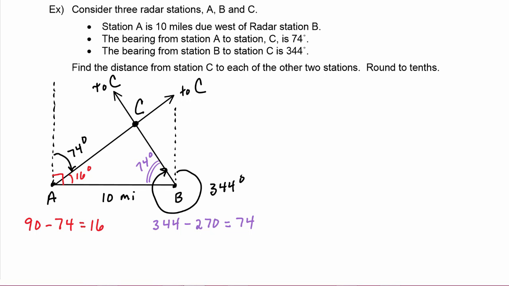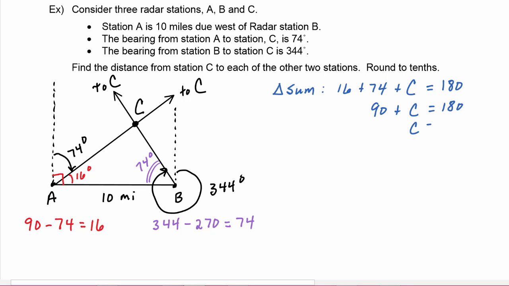Now we can use the triangle sum theorem, and we know that 16 plus 74 plus angle C has to equal 180 degrees. 16 plus 74 is 90. So we can see that angle C is going to be 90 degrees, and we're going to get a right triangle. Now that we have a right triangle, we know we can use SOHCAHTOA.